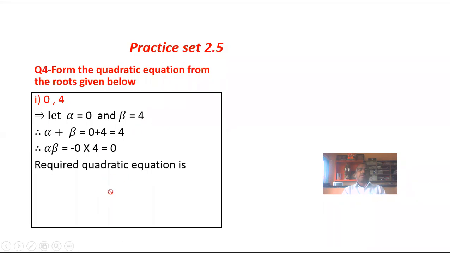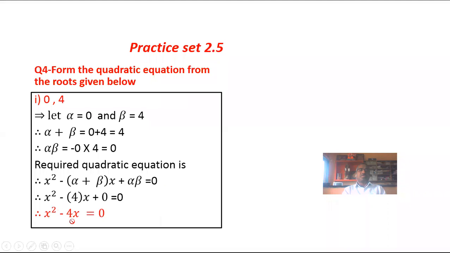Then the required quadratic equation is x square minus (alpha plus beta) into x plus alpha beta is equal to 0. So x square minus 4x plus 0 is equal to 0, and x square minus 4x is equal to 0. This is the required quadratic equation.